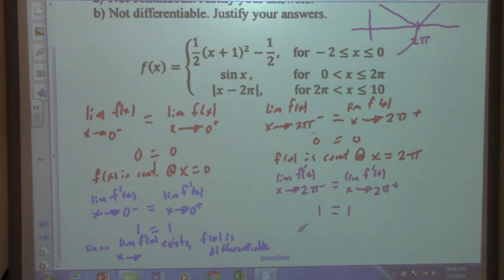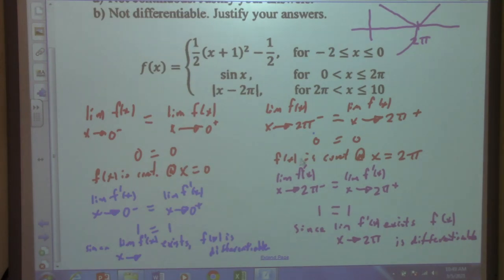So therefore, since the limit as x approaches 2 pi of f prime of x exists, and we already know that's continuous, f of x is differentiable there too. See, I was ready for that corner, all right? And then I looked at it, I said, nah, that's not quite the situation. So a little bit tricky there, okay?